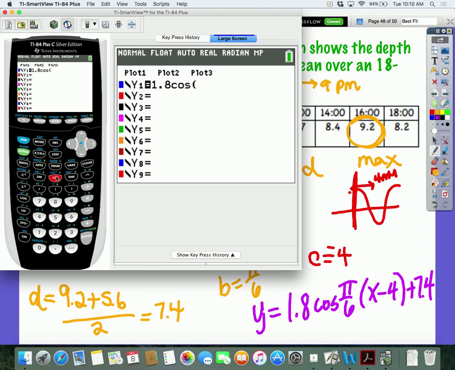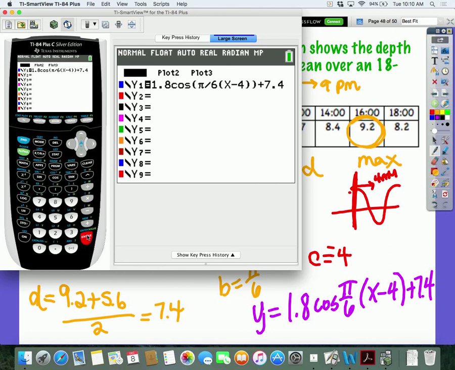Cosine. Don't click enter yet. Some of y'all be trigger happy. Okay. Our mode is still in radian from our problem of the day, right? Okay. Hopefully. Last thing, make sure that plot 1 is highlighted.